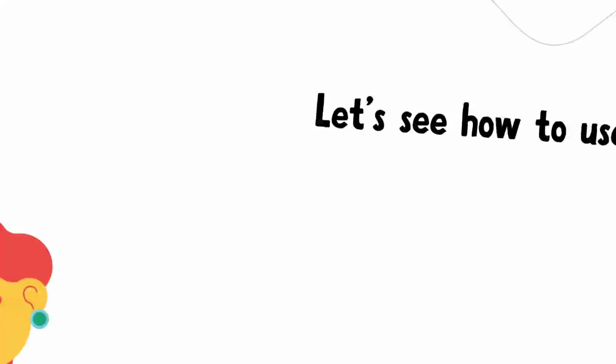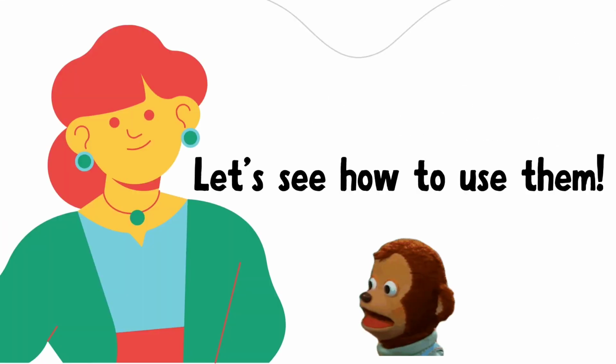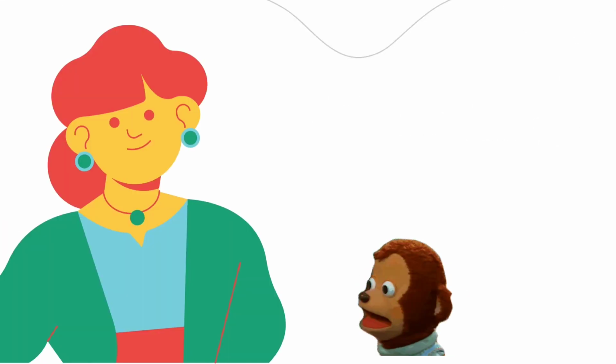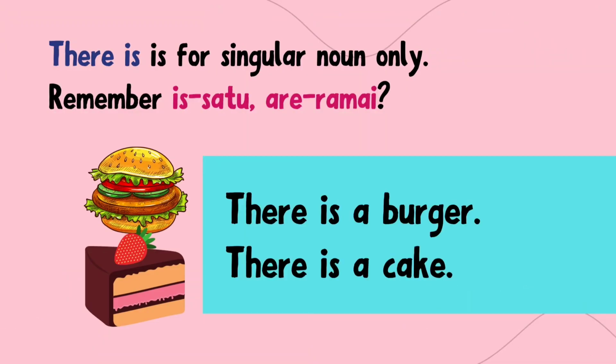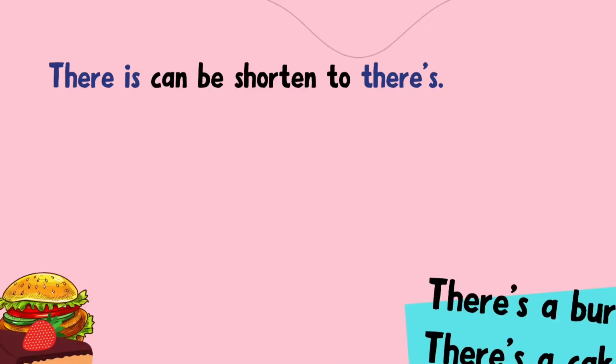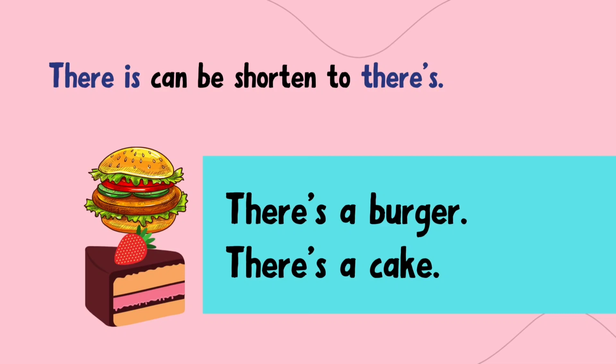Now, let's see how to use them correctly. Are you ready? Okay, remember, there is for singular noun. Is satu. There is a burger. There is a cake. It's for one burger and one cake. There is can be shortened to there's. There's a burger. There's a cake. There is, there's for singular or one.